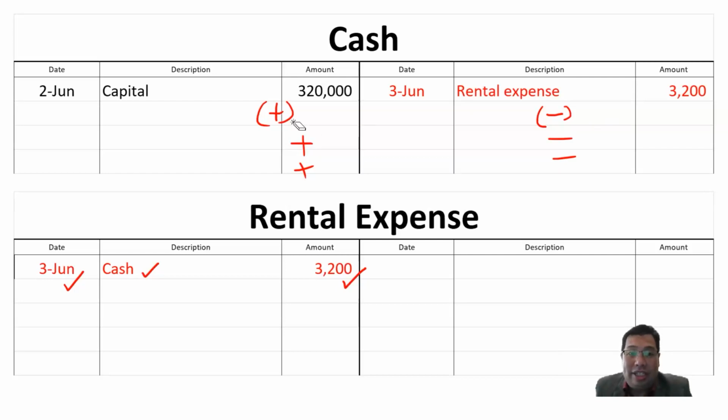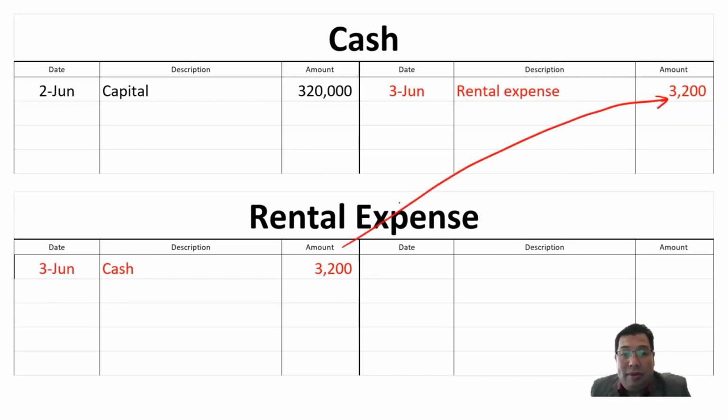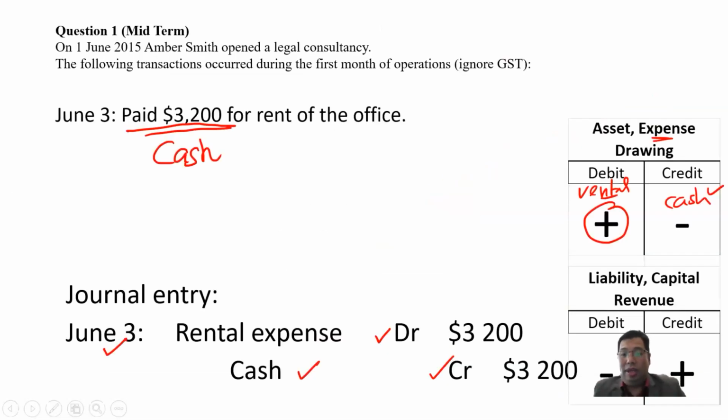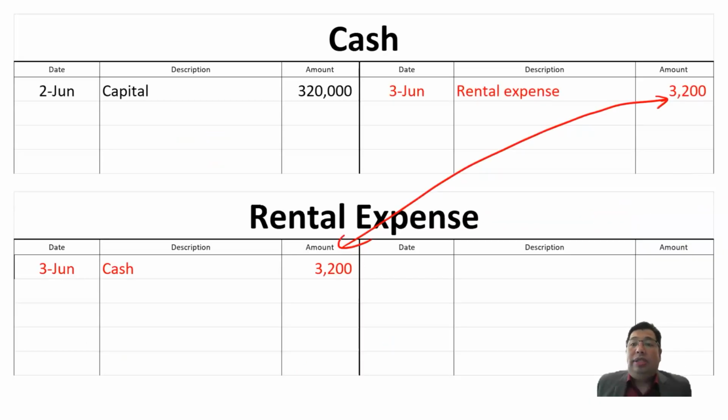So this is the transaction. Always check, make sure that one is debit, another one will be credit. Can you see this is debit, whereas this is credit. So this is the process: what we did previously in the journal, we transfer to the T accounts, also known as ledgers. Okay, any questions so far about this?